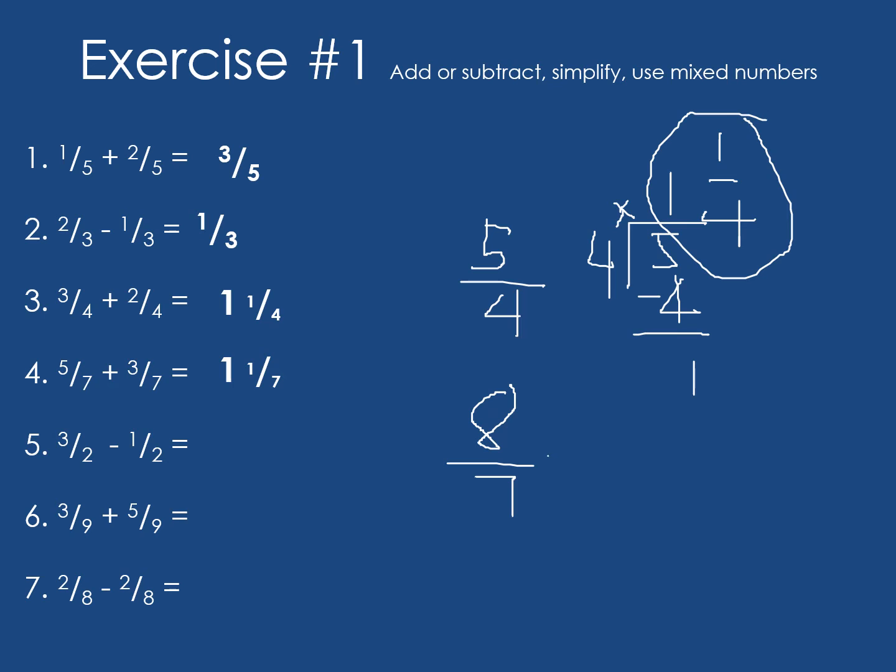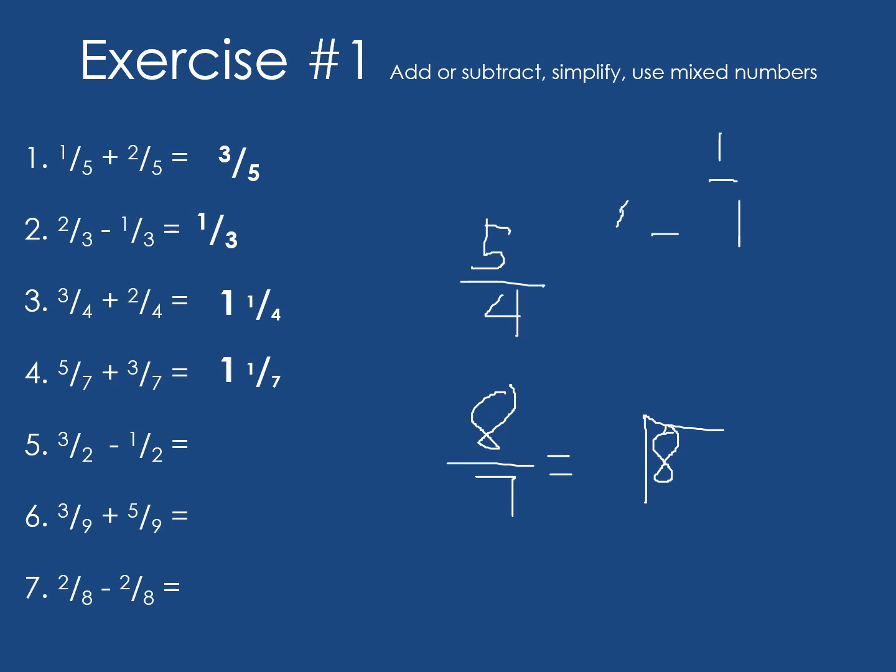So divide now. This is improper also, so you have to divide this one. Let's erase this one. Okay, so 8 divided by 7. The answer is 1. 1 times 7 equals 7. Okay, 8 minus 7 is equal to 1.